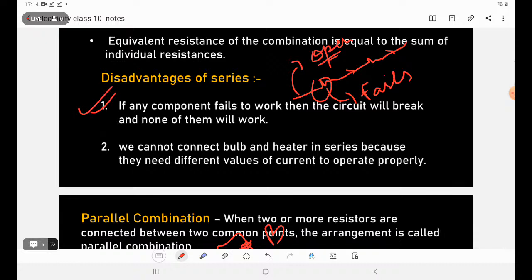Second one is we cannot connect a bulb and heater in series because they need different values of current. If a bulb needs only 1 by 4 ampere while the heater needs like 20 ampere, if we connect them in series, this may fuse. I mean, this may break. So after breaking, the current will not move. So the circuit is wasted.